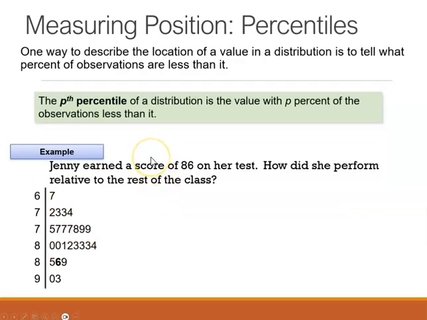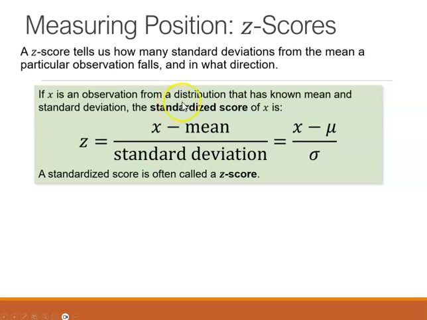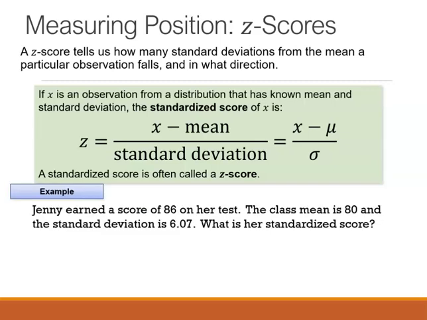So we say that if x is an observation from a distribution that has a known mean and standard deviation, the standardized score, or z-score, of x is the observation minus the mean, divided by the standard deviation. That's called a z-score. If you do that to every value in a normal distribution, what you get is called a standard normal distribution.